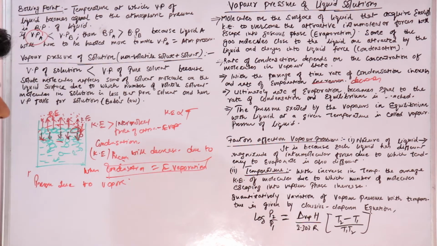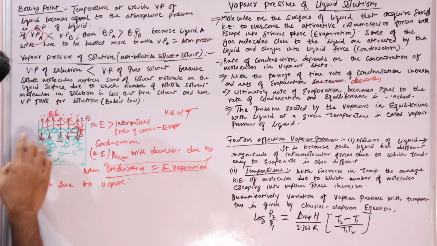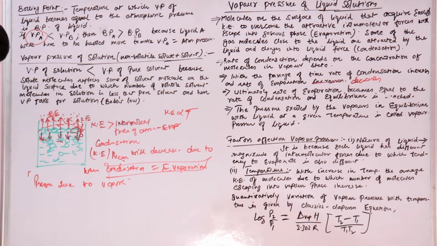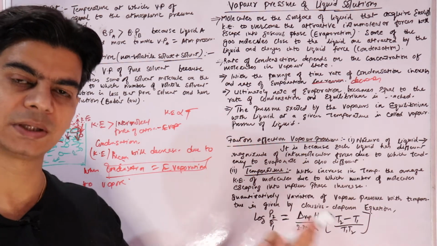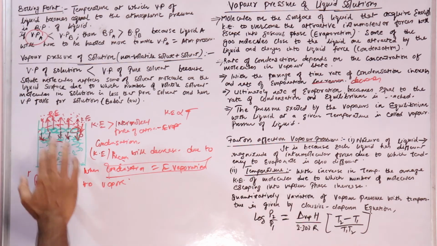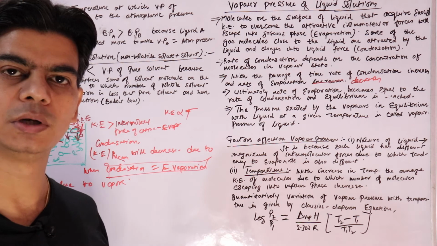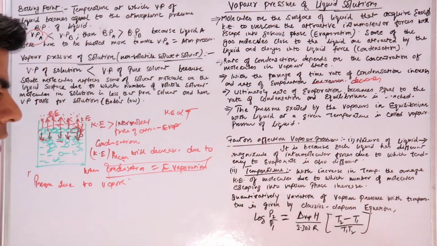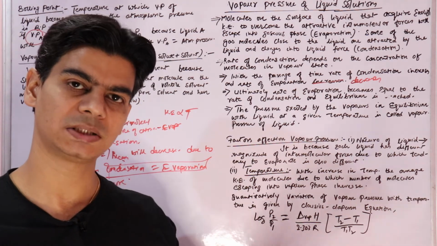So when we increase the temperature, the kinetic energy of the molecules at the surface will increase, right? Since the kinetic energy is increasing on increasing temperature, more liquid molecules would be able to escape into the vapor state and form vapors. Hence the vapor pressure will increase due to more liquid molecules passing into the vapor state.